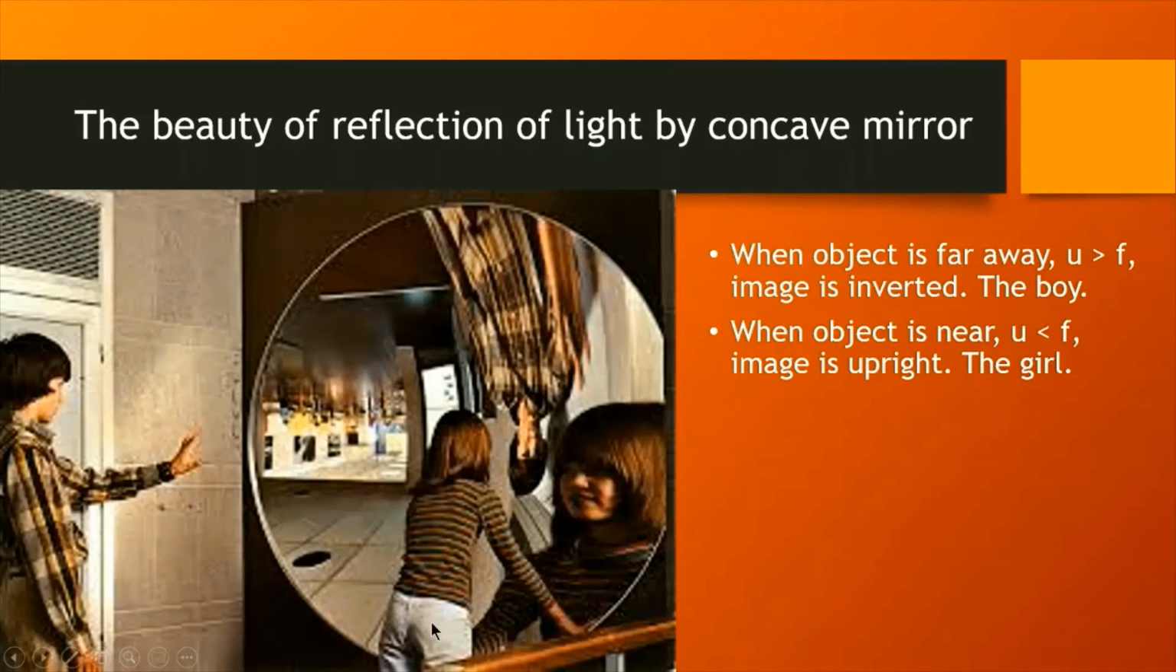Okay, inverted. What about the girl? This is the object, the girl. She is standing very near to the mirror. So the object distance is less than f. And look at her image. So beautiful. She is upright and she is enlarged. She's so much bigger and she is upright. She's not inverted like the boy. So you see the beauty of reflection of light by concave mirror. So the image depends on the position of the object.